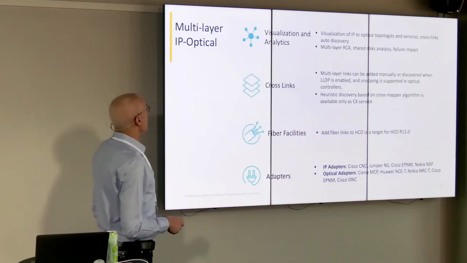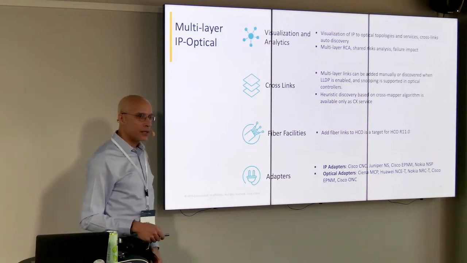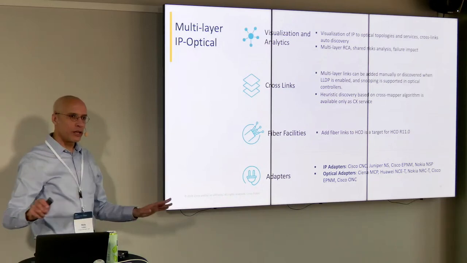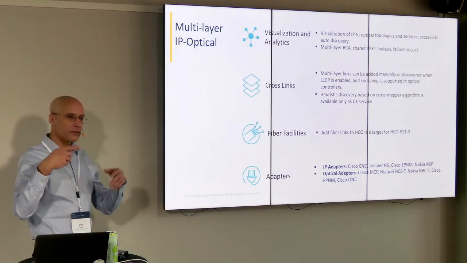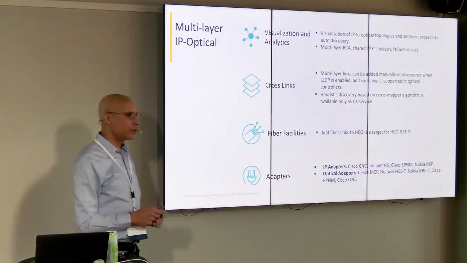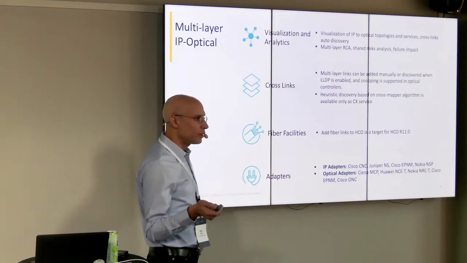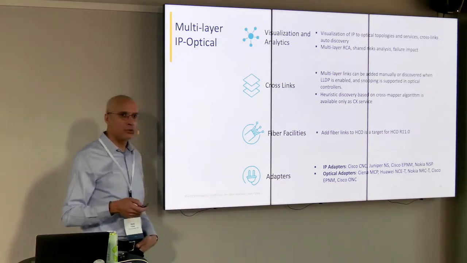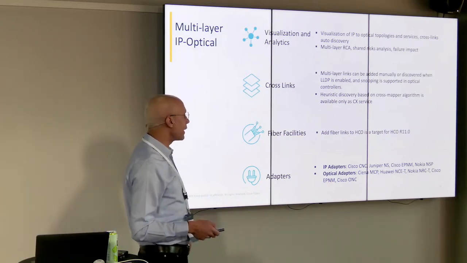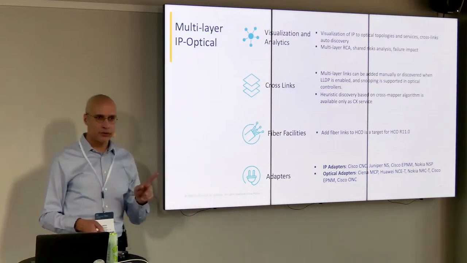Coming to the second use case, which is the multi-layer IP and optical. As I explained before, this is the typical case in which we have an IP network, we have an optical network, and we can show you how these are connected together. We show you a holistic picture of the full network, starting from the visualization and analytics of the full topology, including also a multi-layer root cause analysis application, and including the failure impact analysis, and dealing with the crosslinks, which is something important.